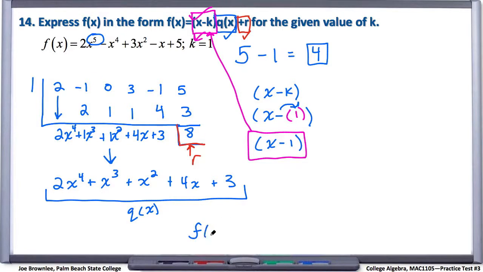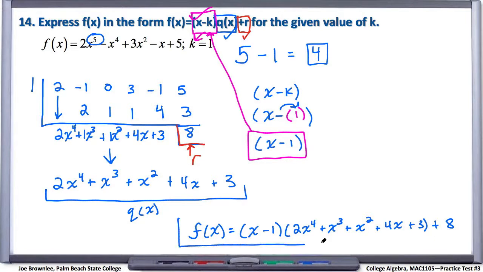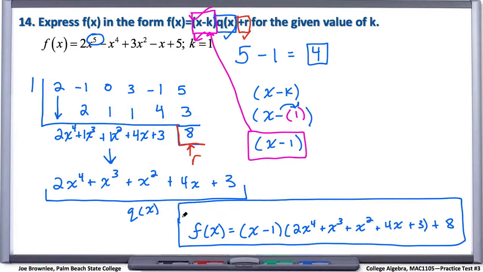So we're going to say f of x equals x minus k. Well, what is x minus k? We just found it to be quantity x minus 1 times q of x. Well, what's q of x? We just found that earlier using our synthetic division. That was 2x to the 4th plus x cubed plus x squared plus 4x plus 3. And then lastly, our plus r. Well, our r is just a positive 8. So we'll say plus 8. And there we have our final answer for number 14.